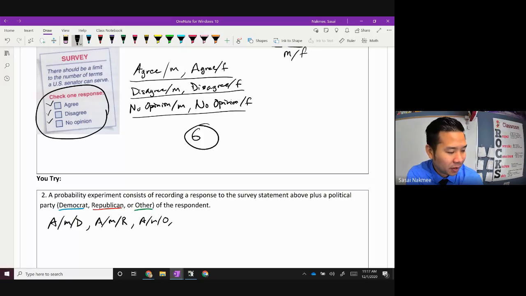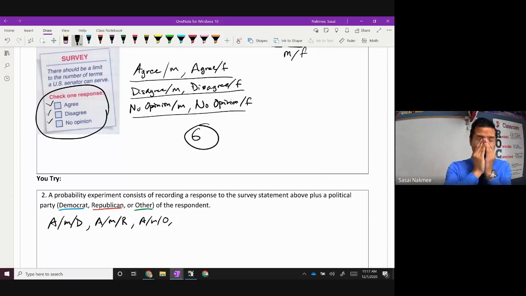Man, I was sitting here looking at these counting problems. It's been so long.